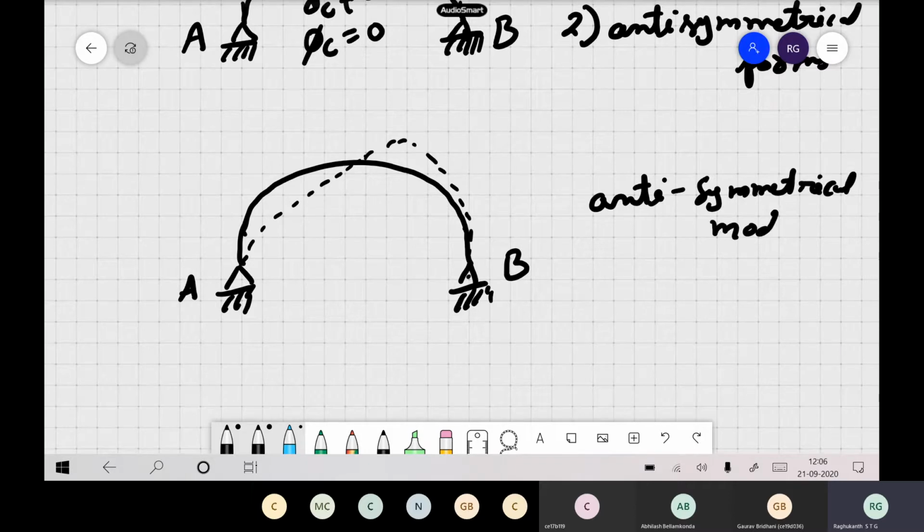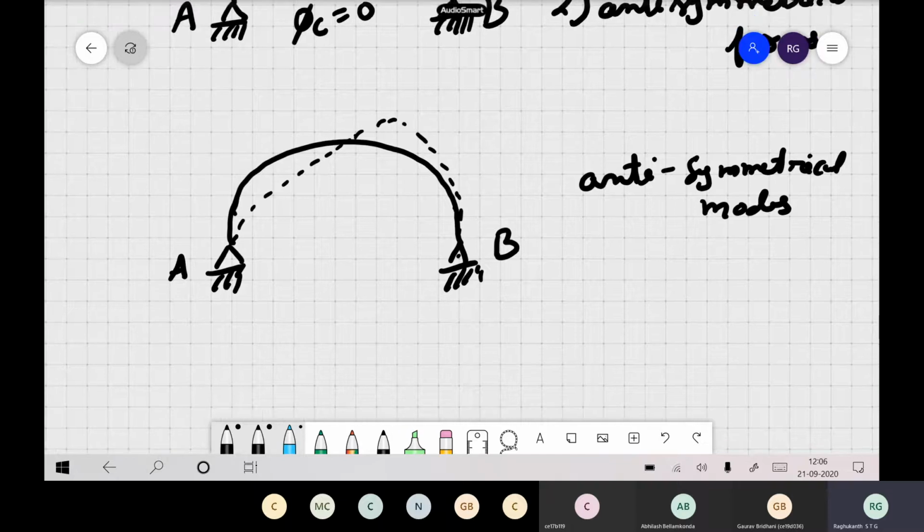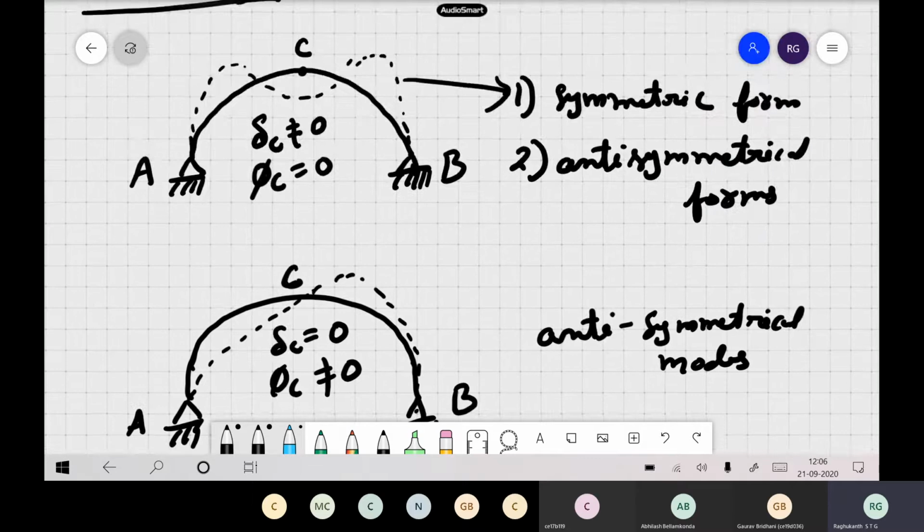So like frames also, we have seen some of this. Now if you take this point C, that is the crown. For the anti-symmetric mode, what happens is the deflection is 0, whereas the rotation is not equal to 0. So this is what generally happens, and of course you can have a variety of shapes possible, but generally we want to compute the lowest load. So generally these two things will be there.